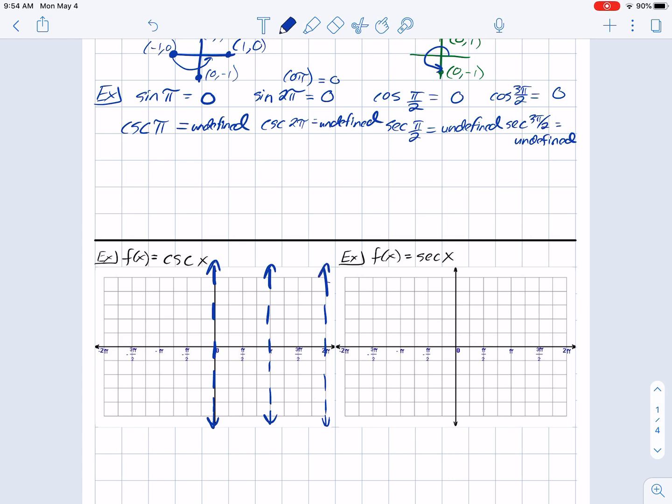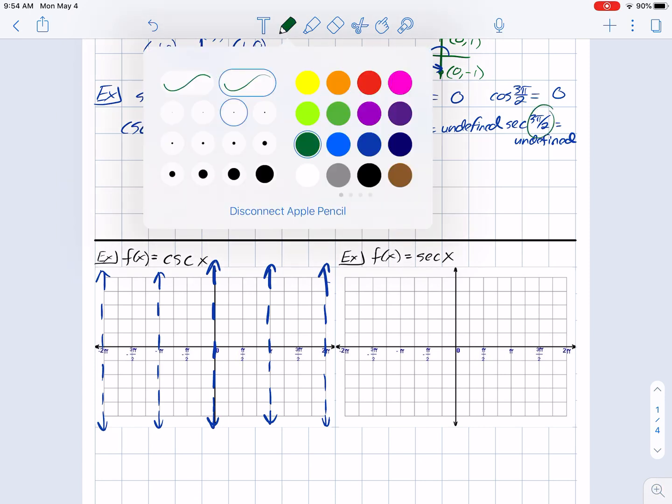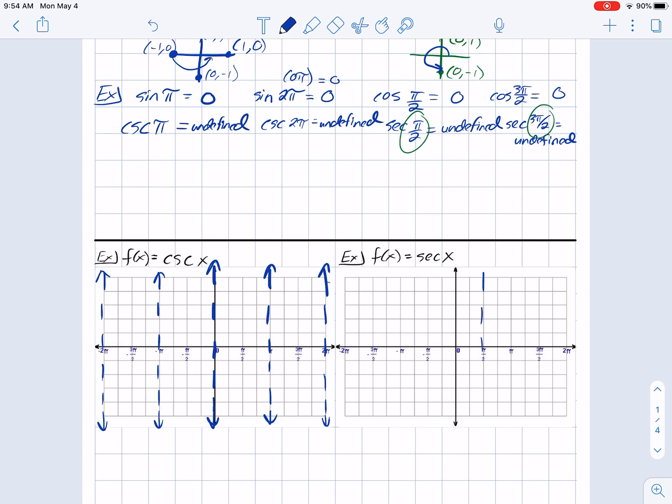And the same is true for your negative angles. Negative pi radians, asymptote. Negative 2 pi radians, asymptote. Okay, for secant, our asymptotes are at pi over 2 and 3 pi over 2. Pi over 2 and 3 pi over 2. And the same is true for your negative angles.